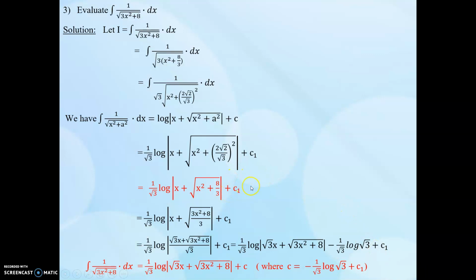If you are doing till here, that is also okay. This way also you can do it. So instead of writing this constant term minus 1 upon root 3 log root 3 plus c1, you can write capital C. In the next question, evaluate integral 1 upon root of 11 minus 4x square dx.